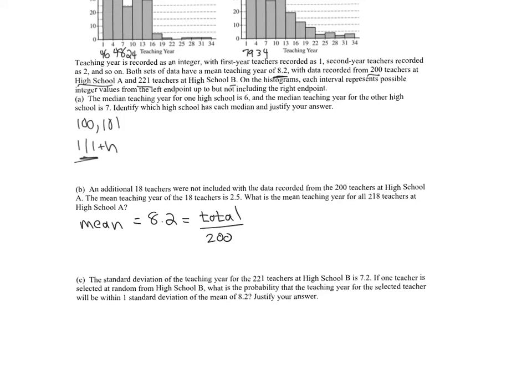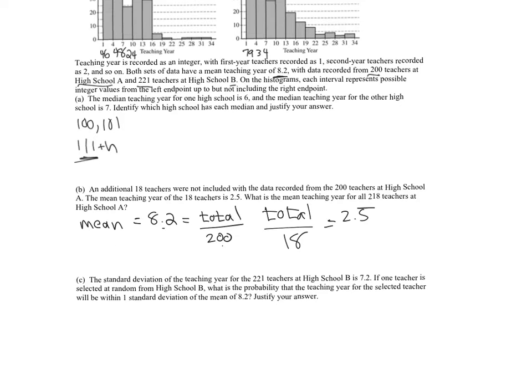Well, part B says an additional 18 teachers were not included with the data in the original graph, and the mean for those 18 teachers is 2.5. Now we want to combine those 18 with the 200 we already have and get the new mean. For the original data, if you take the total divided by 200, that's where the 8.2 came from. For these 18 teachers, if you take the total for those 18 teachers and divide by 18, that gives you a mean of 2.5.